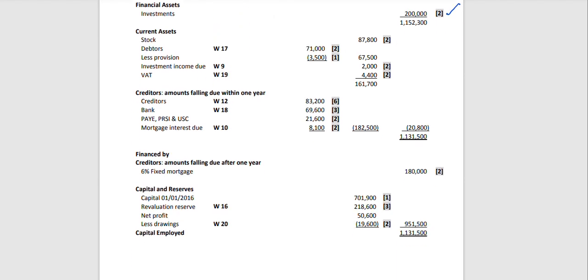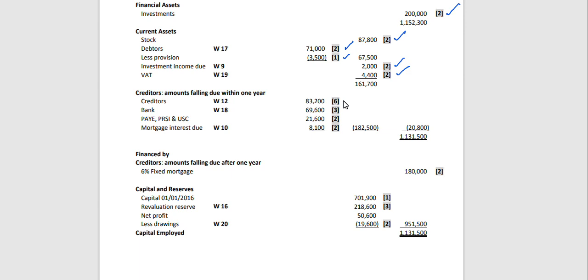If we look at the current assets and creditors, stock was our closing stock figure. We had a note on that. Debtors minus provision. The provision comes straight from the question. We didn't have to change that provision. Debtors, we did a note. Investment income due, there was a note. And VAT, there was a note.